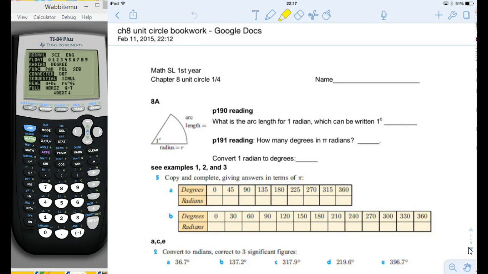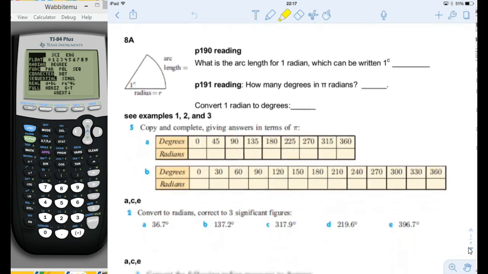Okay, first page of the bookwork for Unit Circle, Section 8A. What is the arc length for 1 radian, which can be written 1 superscript c? Remember from our investigation that 1 radian was formed by taking our piece of string and putting it along the circle's circumference, and the length of that string was the radius of the circle. So in this case, the radius of the circle is r, so the arc length is r for 1 radian.